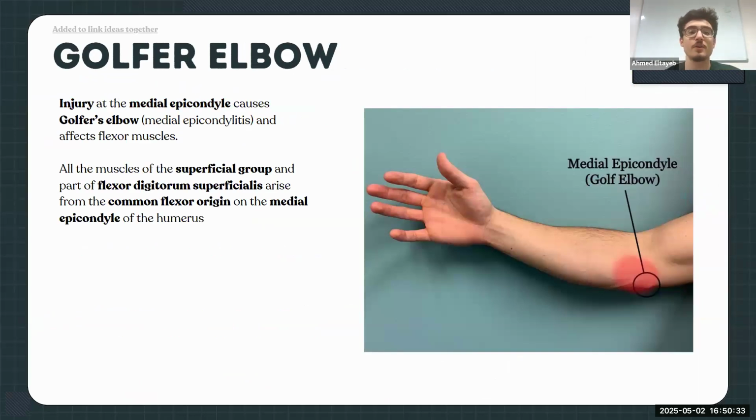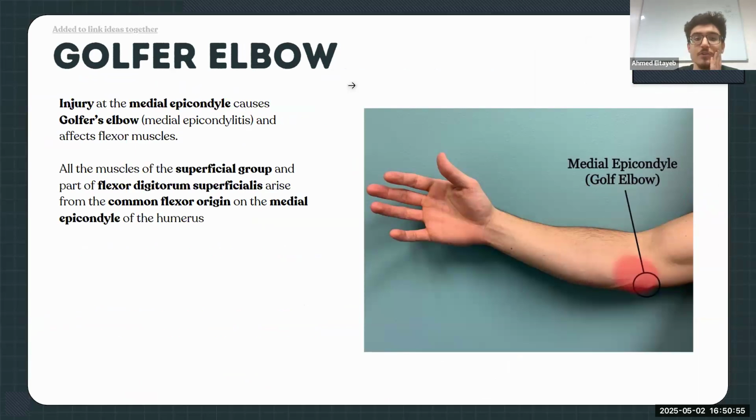Remember when we talked about epicondylitis? We said we're going to discuss it later. So we have 2 versions of it, right? One is golfer's elbow and the other is tennis elbow. Both of them have more or less the same pathology pattern, which is basically just inflammation of a common group of muscles.